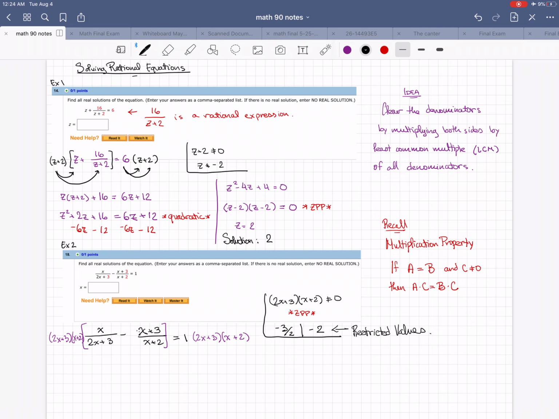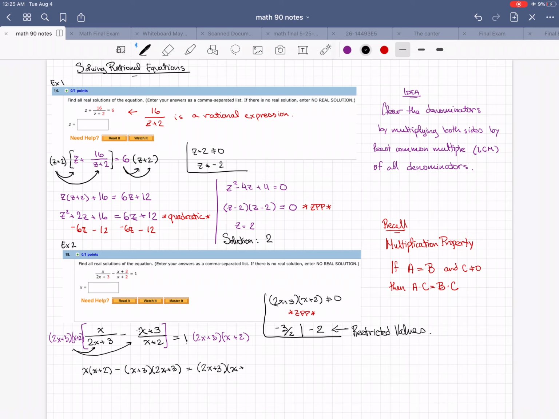All right, so here we go. We're going to distribute, clean up, and so on and so forth. On the left, in the first product, the 2x plus 3's cancel, leaving us with x times x plus 2. In the second product, the x plus 2's cancel, leaving us with x plus 3 times 2x plus 3. And then on the right-hand side, nothing cancels.